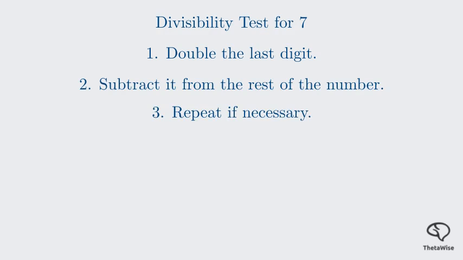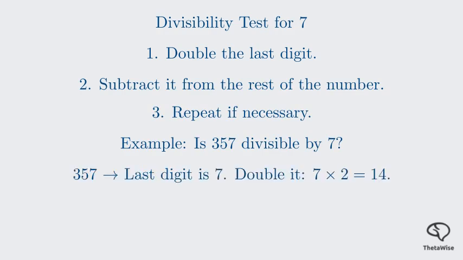Is 357 divisible by 7? We'll test the number 357. The last digit is 7. We double it to get 14. So 7 doubled is 14. Now we take the rest of the number, which is 35, and subtract 14 from it. 35 minus 14 equals 21.